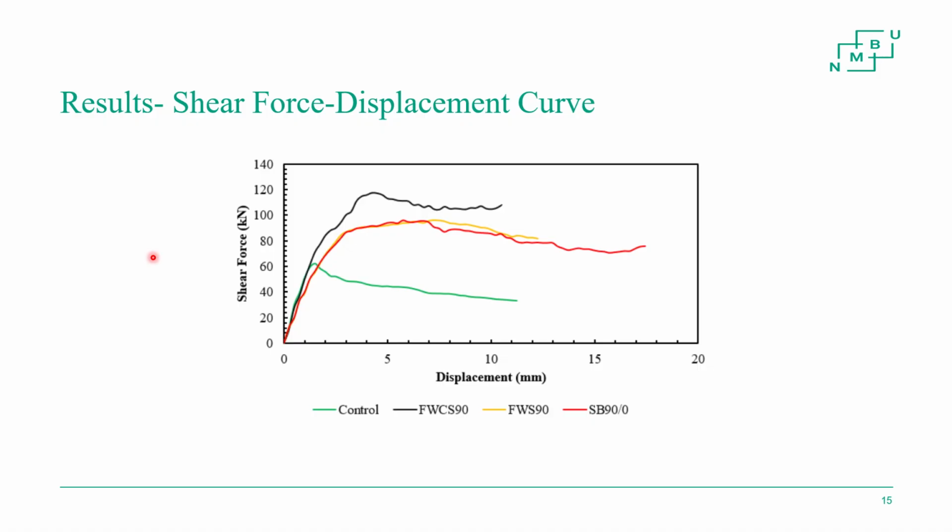Let's now discuss the results. First, we present the results. We have a slide with the shear force displacement curve: the control case without BFRP, and the three models with BFRP strengthening. With this green curve, we can see the control case, which has significantly less shear force development and displacement, and the three other cases.